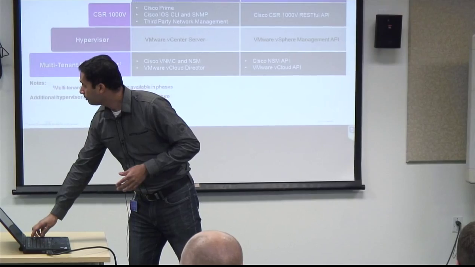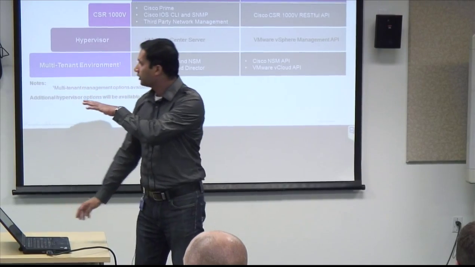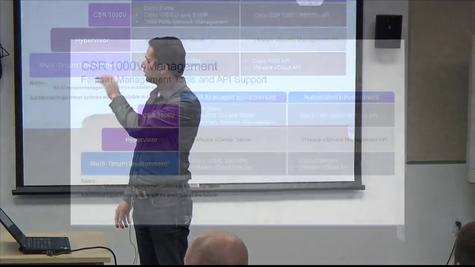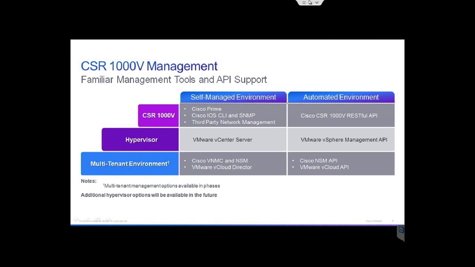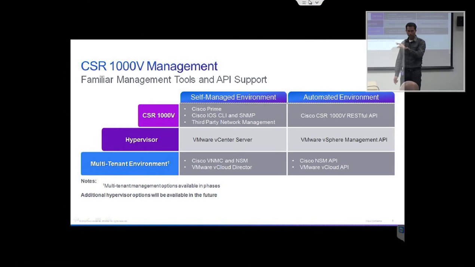So I'm just going to jump. So this slide actually captures some of the management. Just a couple of points I'd like to make here is we are going to be supporting REST API, right? So RESTful API, because in an automated environment, that's what you want. Support for vCloud Director. We are going to integrate with the Cisco VNMC as well. So from a management perspective, we believe we have a pretty solid story. So all this is coming.